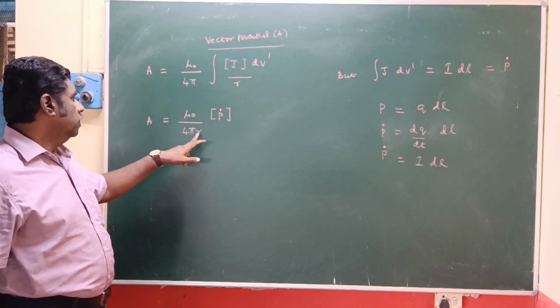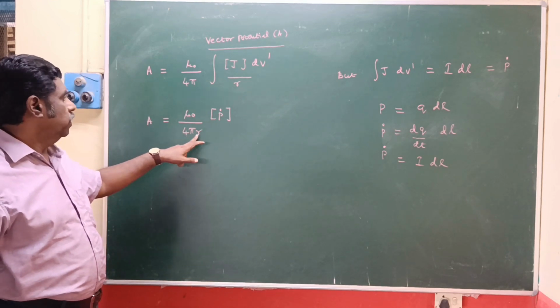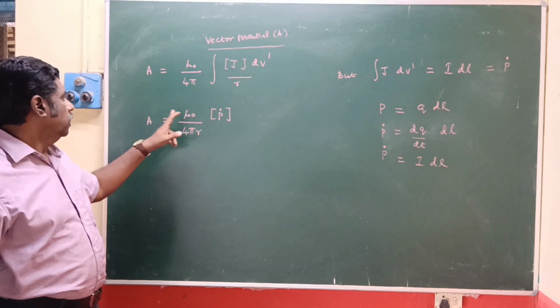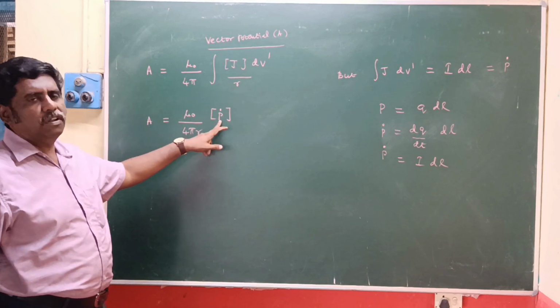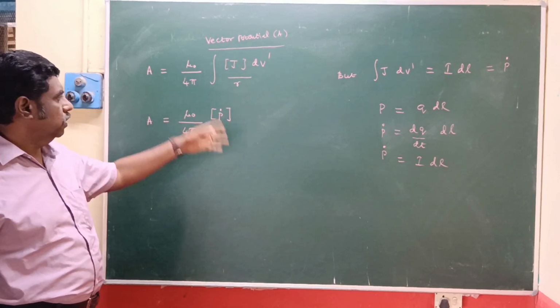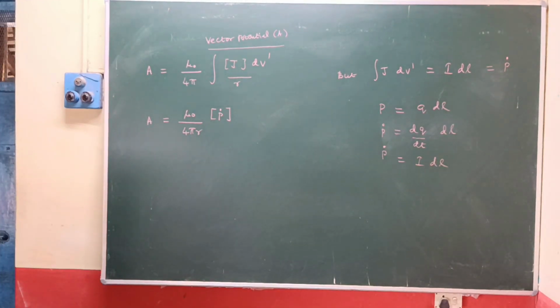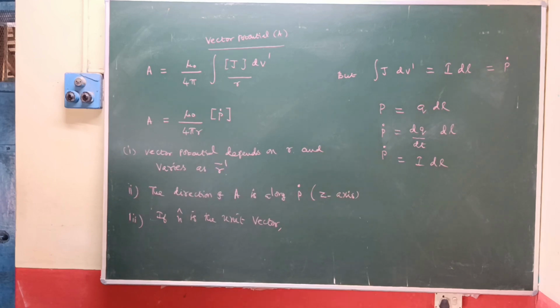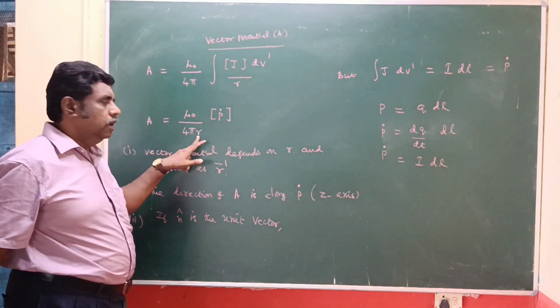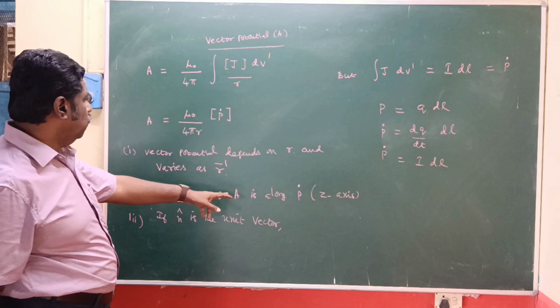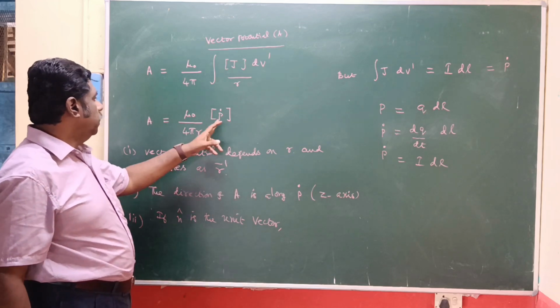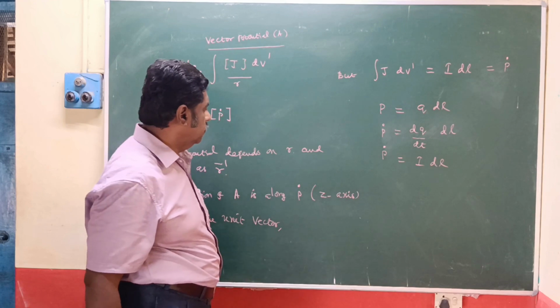The vector potential depends on r. It varies as r to the power minus 1, and the direction of the vector potential is along the direction of P dot, that means along the direction of the z axis. Now read out the statement. Vector potential depends on r and varies as r to the power minus 1. Here r is present in the denominator. The direction of A, that is vector potential, is along P dot. Here P dot is along the z axis.